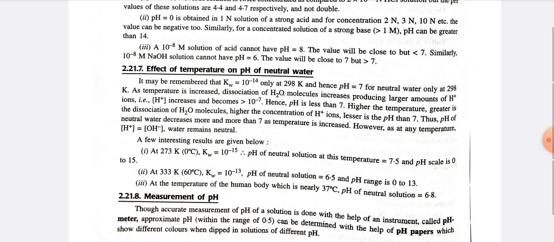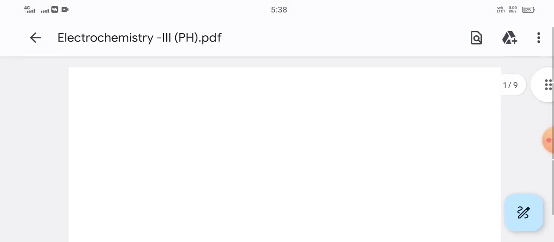A few interesting results are given below. First, at 273 Kelvin, Kw is equal to 10^-15. pH of neutral solution at this temperature is equal to 7.5 and the pH scale is 0 to 15. Second point, at 333 Kelvin, 60 degrees Celsius, Kw is equal to 10^-13. pH of neutral solution is 6.5 and the pH range is 0 to 13. And the next point, at the temperature of the human body, which is nearly 37 degrees Celsius, pH of neutral solution is 6.8.